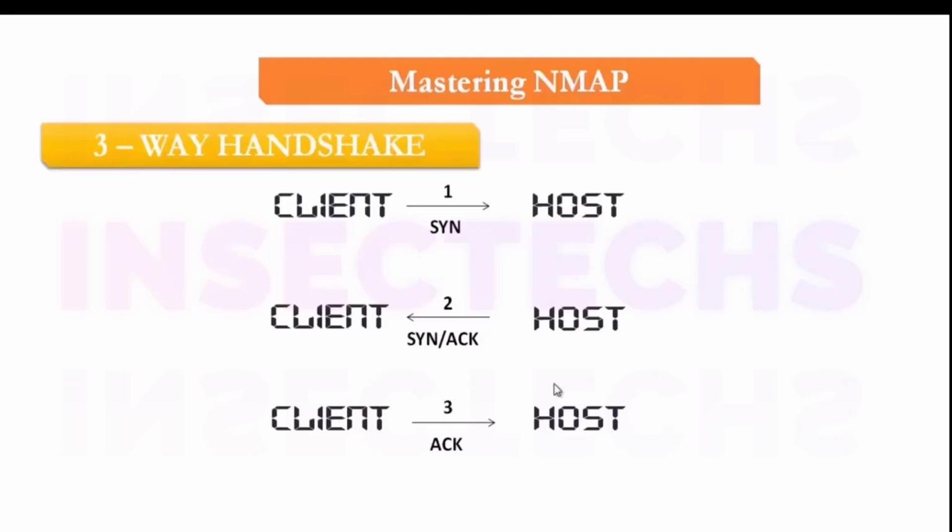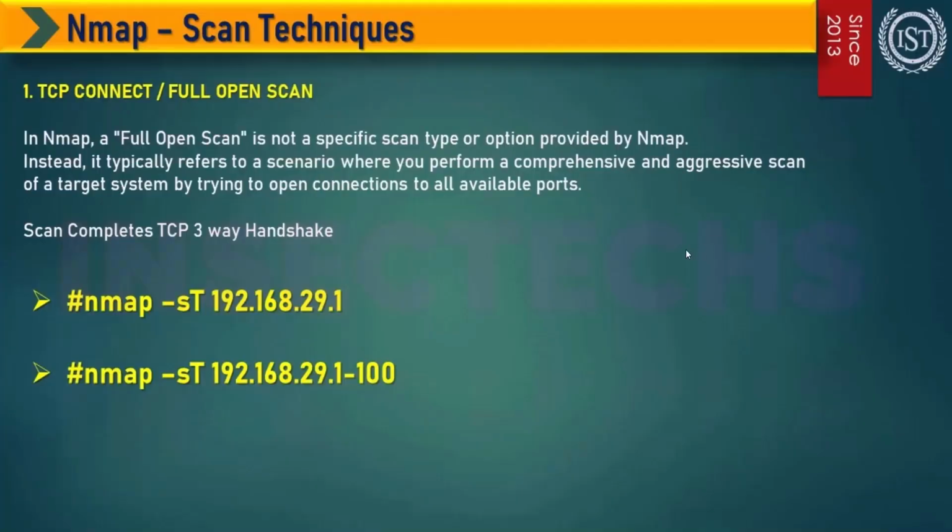And Nmap works based on this handshake process. Nmap tries to send some packets to the target, and based on the responses it is getting, it will decide what ports are open, what services are being run on the target system, and so on. Now let us try to understand a few Nmap scan techniques.